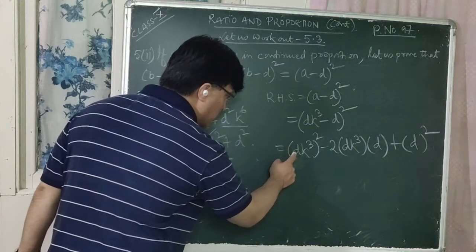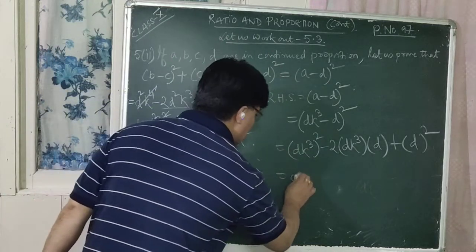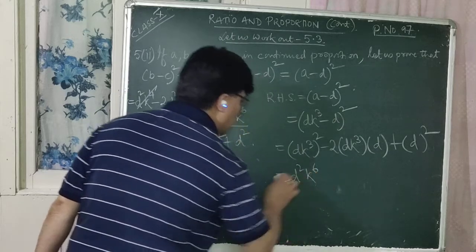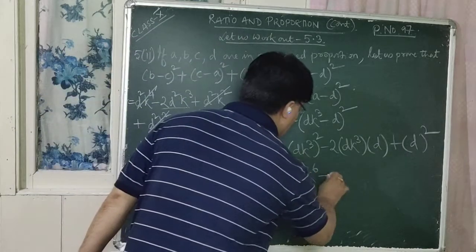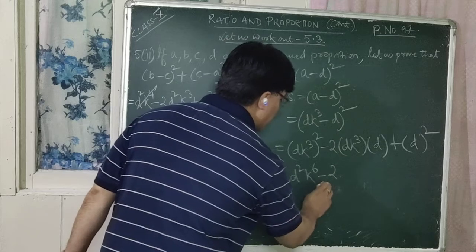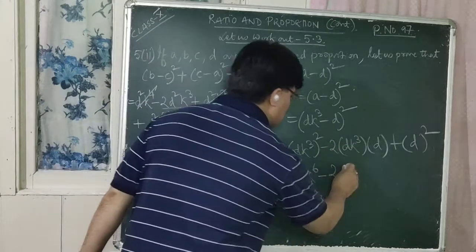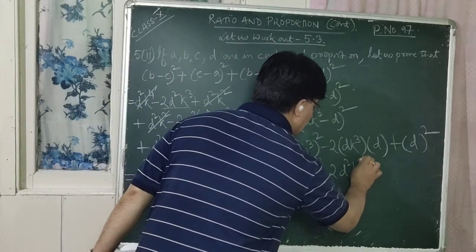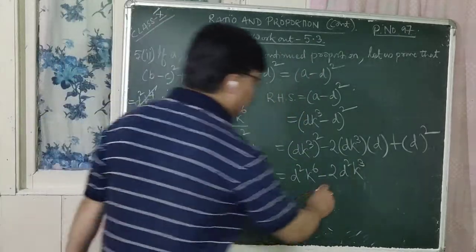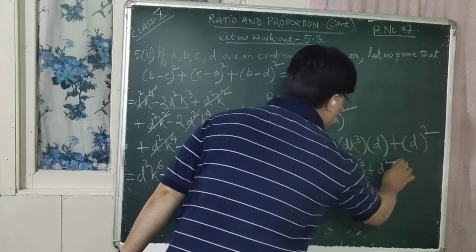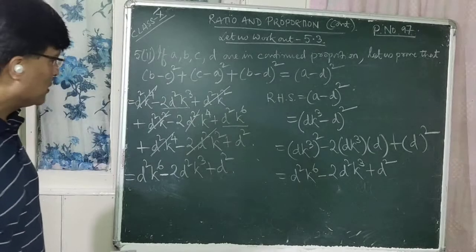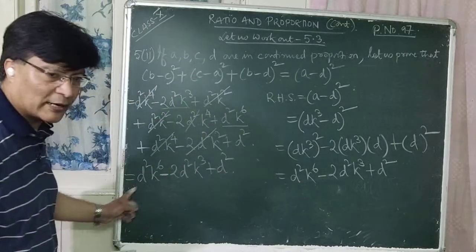This square is for both d as well as k cube. What is it? d square k to the power 6, right? Minus 2 into d square k cube, right? Then plus, what is d whole square? It is d square. So are they equal, LHS and RHS?